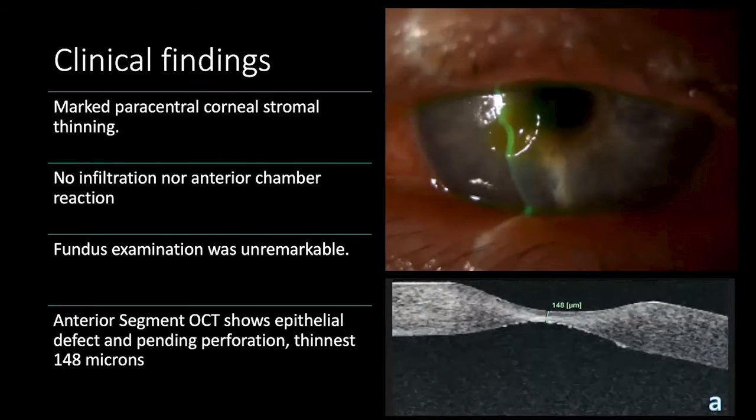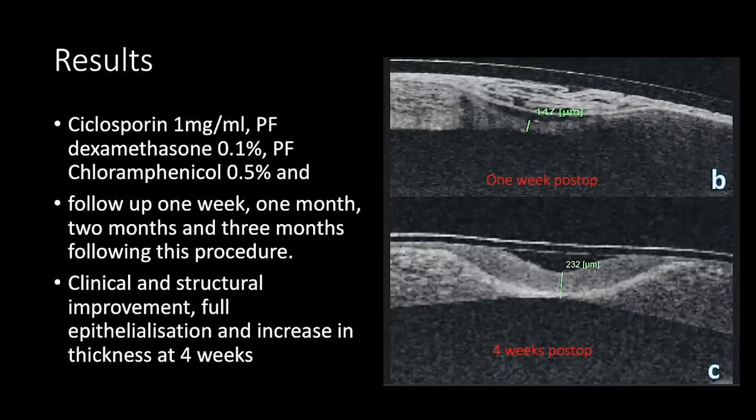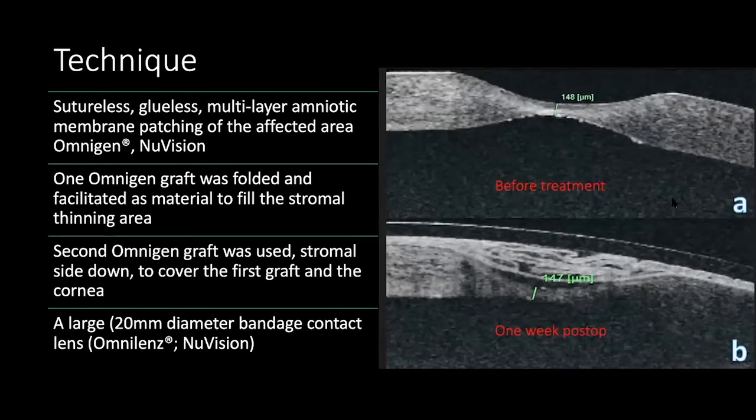So instead of taking the patient to the operating theatre, we decided to perform a multi-layer amniotic membrane implant in the clinic. This is the technique. On the anterior segment OCT here, we use 2 Omnigen grafts, one to fill in the gap and integrate into the corneal stroma, and a second Omnigen graft to cover the first graft. These were both 12 millimeter round Omnigen grafts. At the end of the procedure, we placed a large bandage contact lens, 20 millimeters in diameter, to cover both grafts.